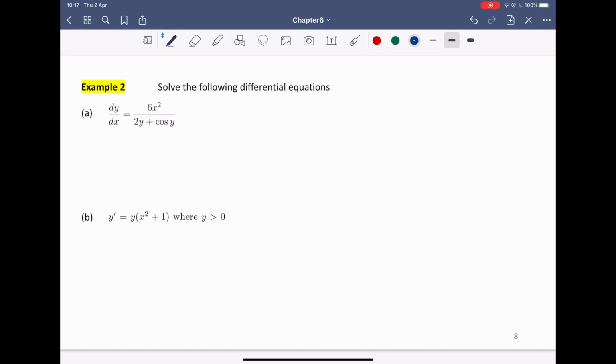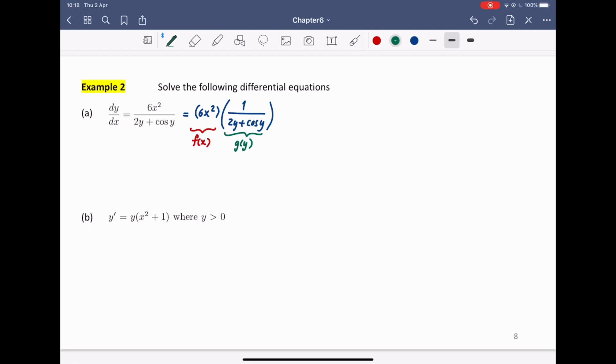Let's take a look at some examples. Example number 2: solve the following differential equations. We have two parts, so let's do part A first. The differential equation is dy/dx equals 6x squared over (2y plus cosine y). You can see that this is a separable equation because on the right hand side I have 6x squared multiplied by 1 over (2y plus cosine y). You have a function of x multiplied by a function of y, so x and y stay separate.